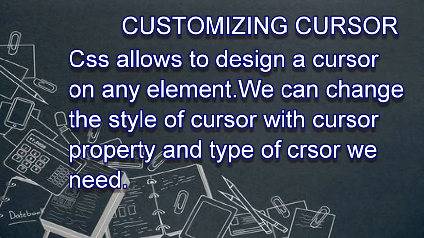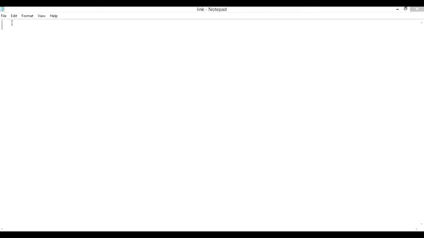Suppose at the home page you want the cursor to be in the form of a hand, then when you visit further, you want the cursor to be a plus symbol, or somewhere you want to show that the cursor is waiting, so you want the cursor symbol to be a waiting sign. So we are going to discuss how we can change the cursor element and how we can customize the cursor with the help of an HTML document.